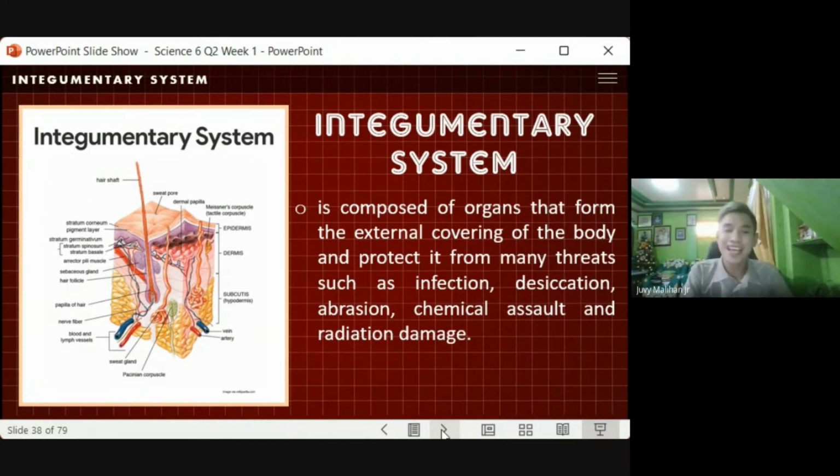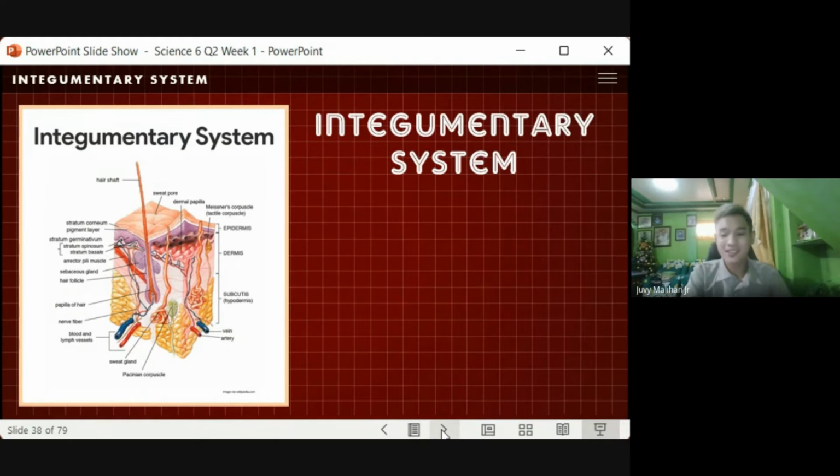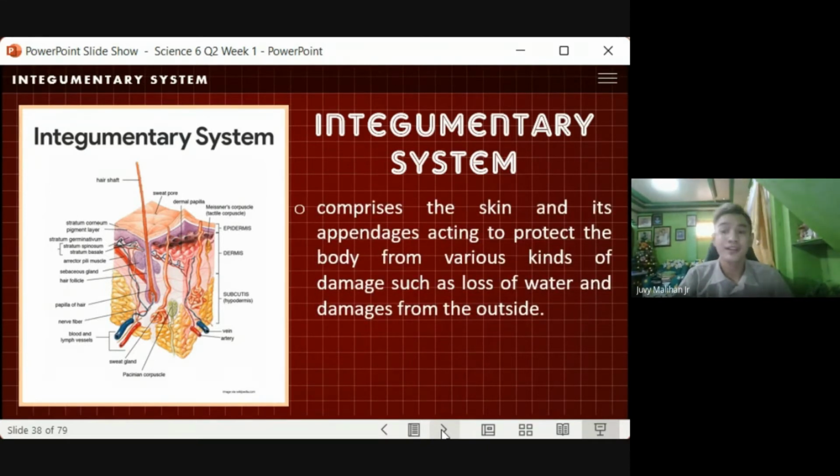So in other words, class, our integumentary system consists of our skin, our hair, our fingernails, our glands, and our nerves. So it says here, class, acting to protect the body from various kinds of damage. Alright? So that is the main function of the integumentary system, class. That is to act as a barrier to protect the body from the outside world.